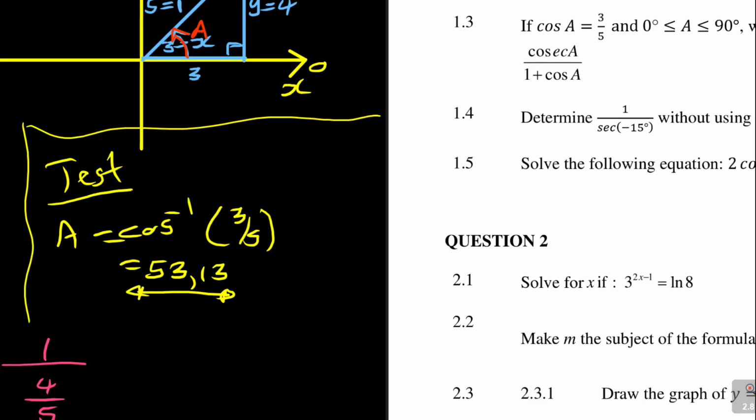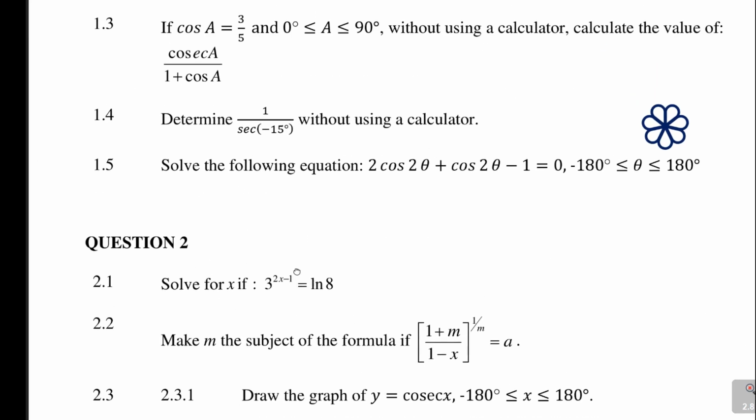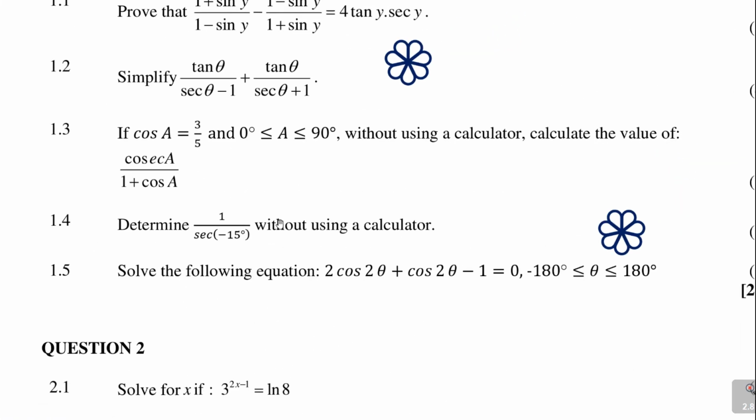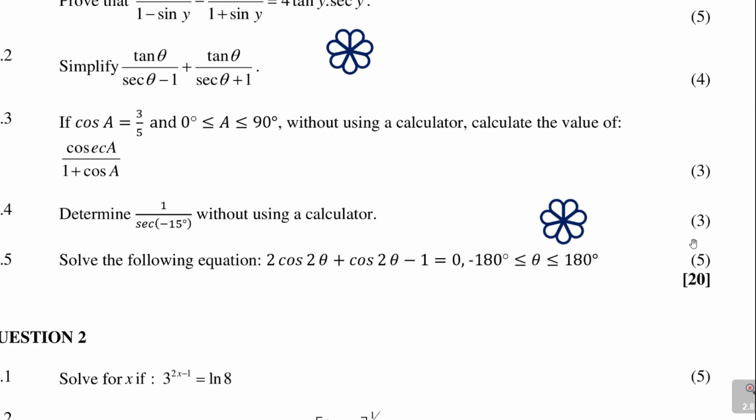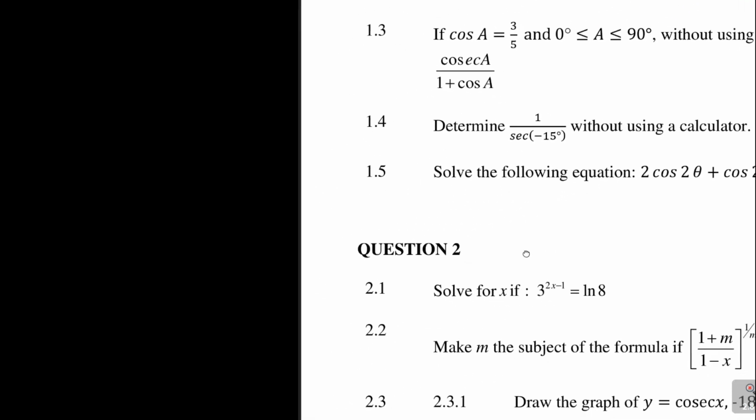Let's remove this. Let me erase. Next one, we are saying determine this without using a calculator. This was 3 marks. So I think it's also without a calculator, fine. It's not standard there. What I need to do is 1 over sec negative 15.